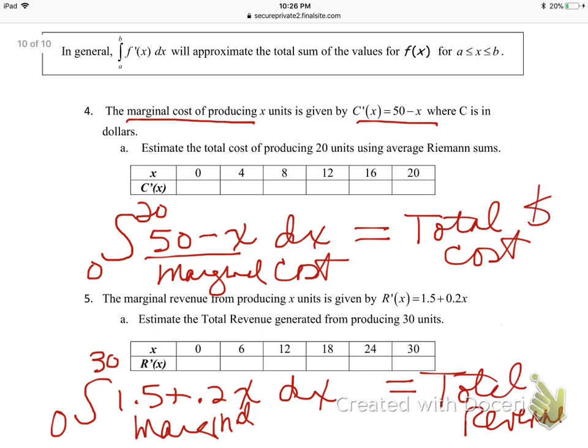So total cost is going to be in money. Marginal cost is money per unit of time. Total revenue is going to be in money. Marginal revenue is going to be money per time. Okay, so be clear about that and you're set to go.